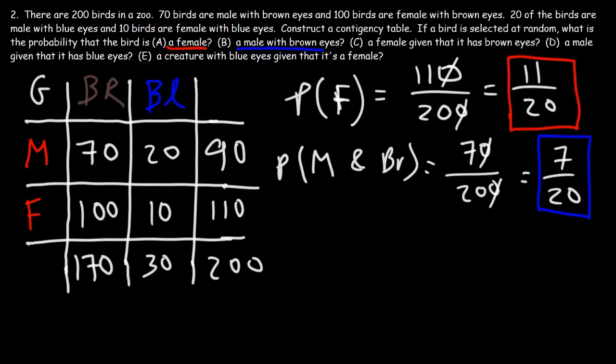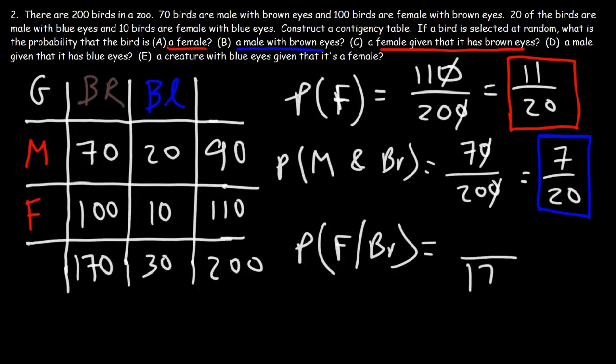Now let's move on to part C. So what is the probability that the bird is a female given that it has brown eyes? So now we're dealing with a conditional probability question. So what is the probability that we're going to get F given BR? So to do it the easy way, think about this question. How much of F is in BR? So out of all the birds with brown eyes, how much is female?